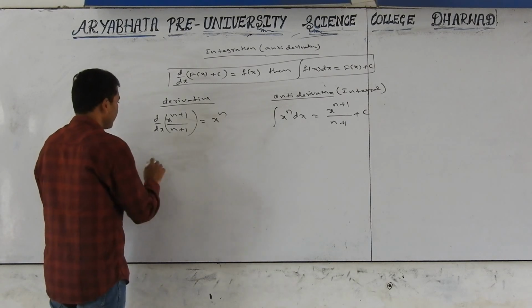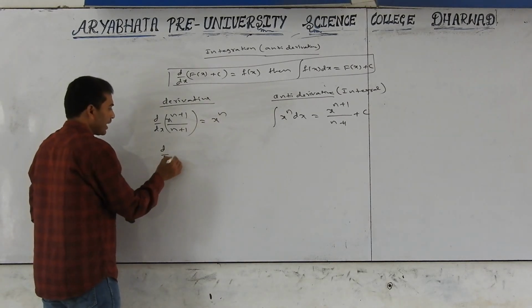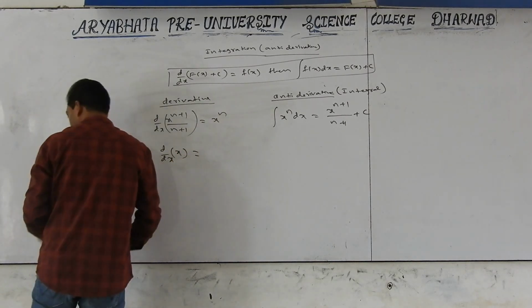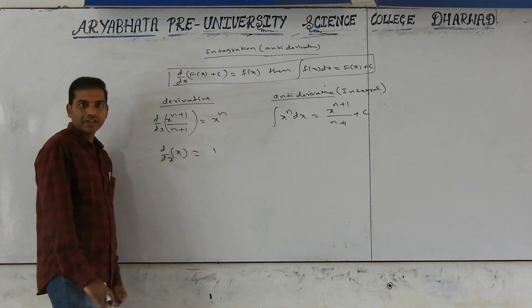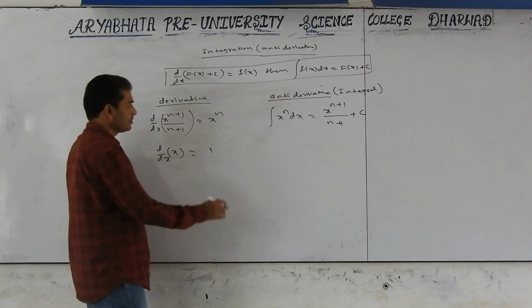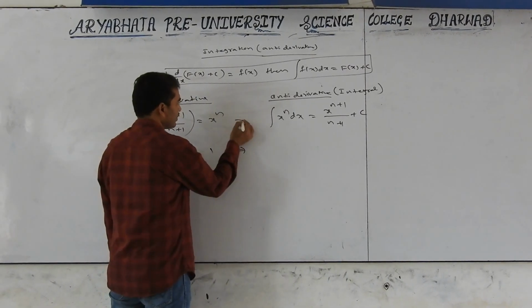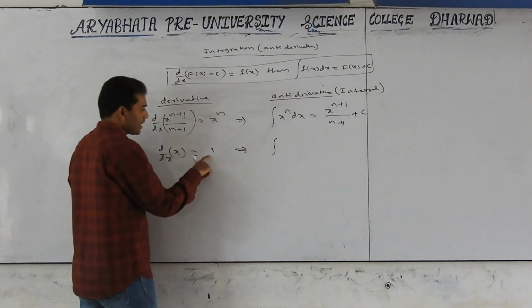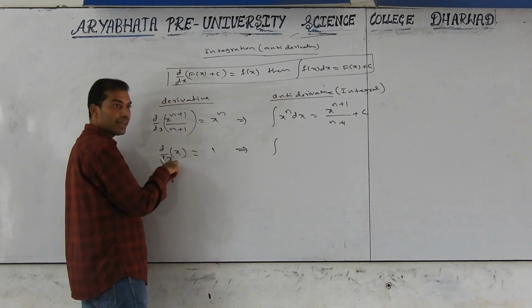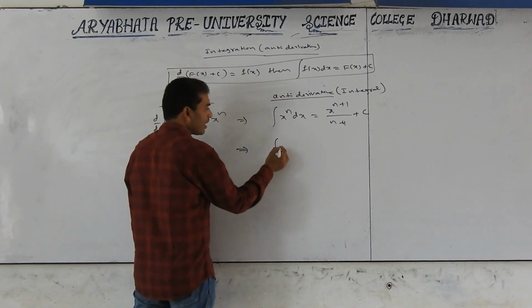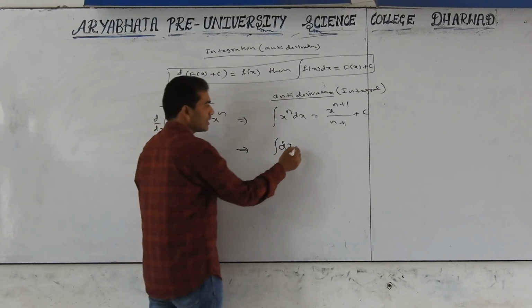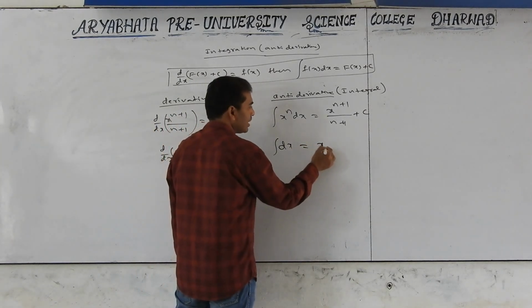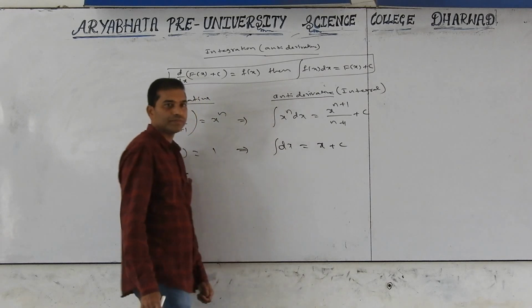d by dx of x is 1. Derivative of x is 1. Then the integration, antiderivative of 1 is x. So integration of 1 dx. 1 dx is nothing but dx. So integration of 1 dx equal to x plus c.